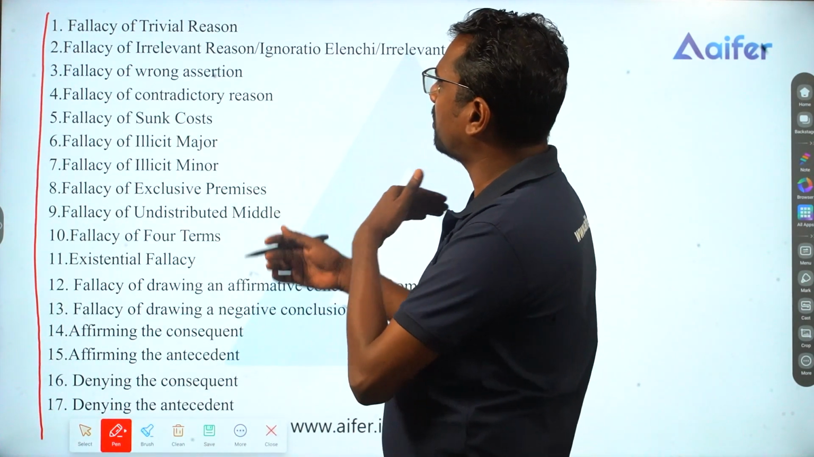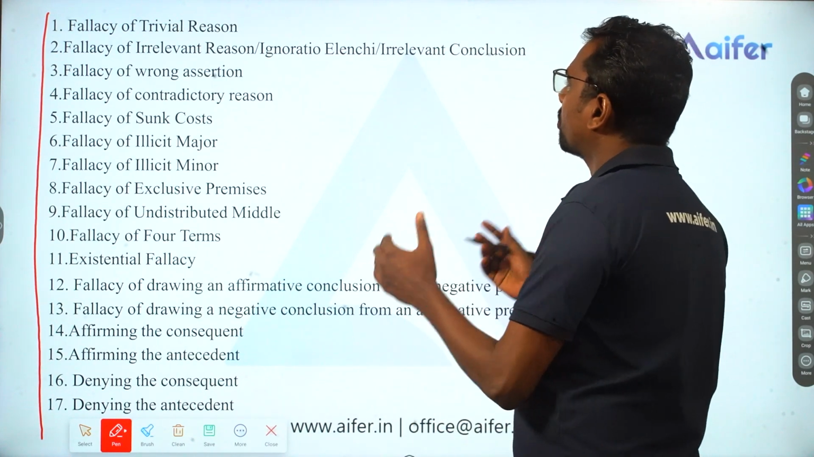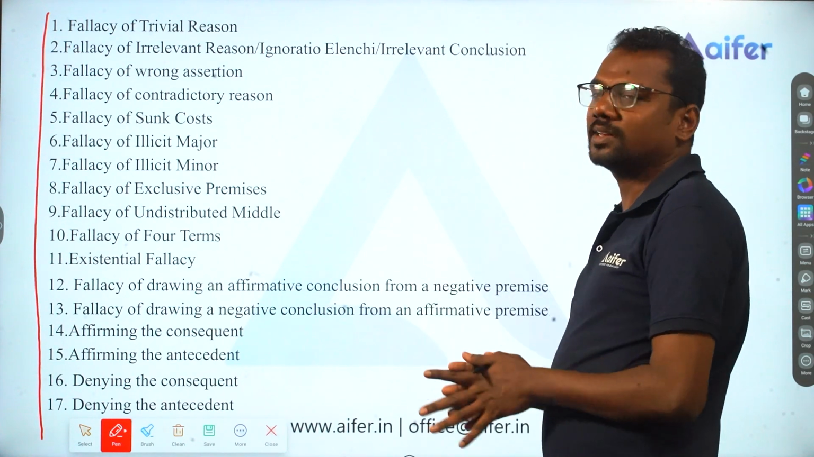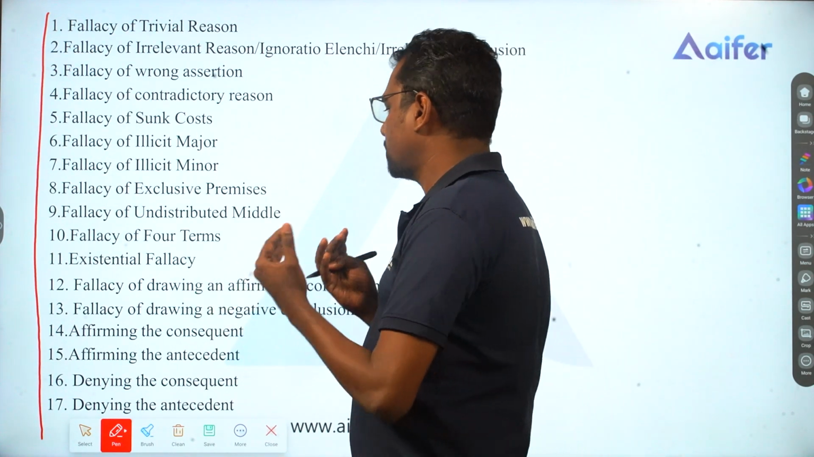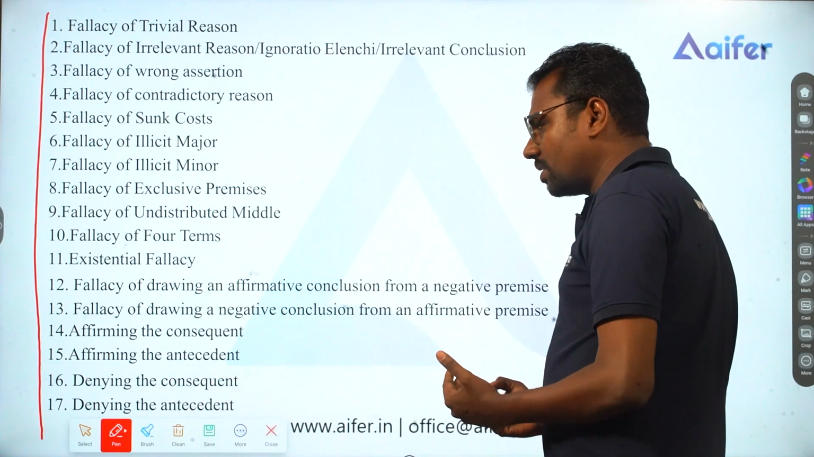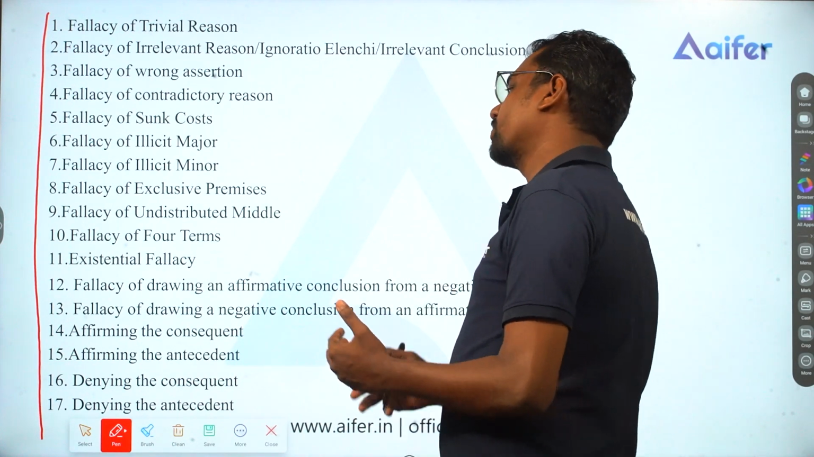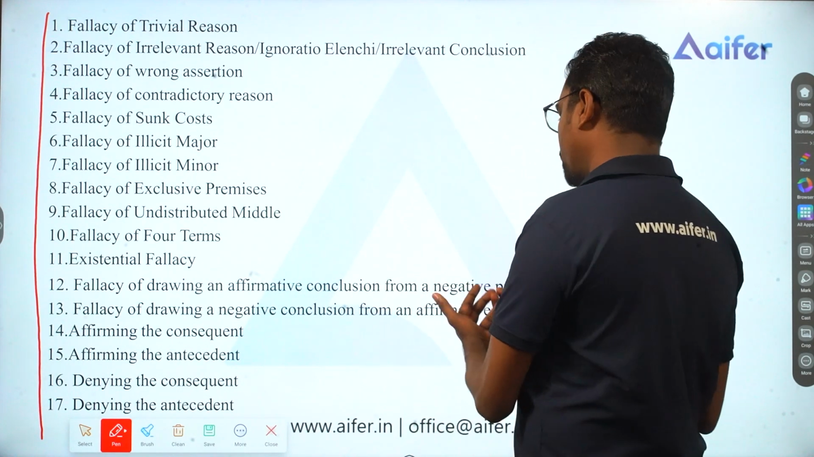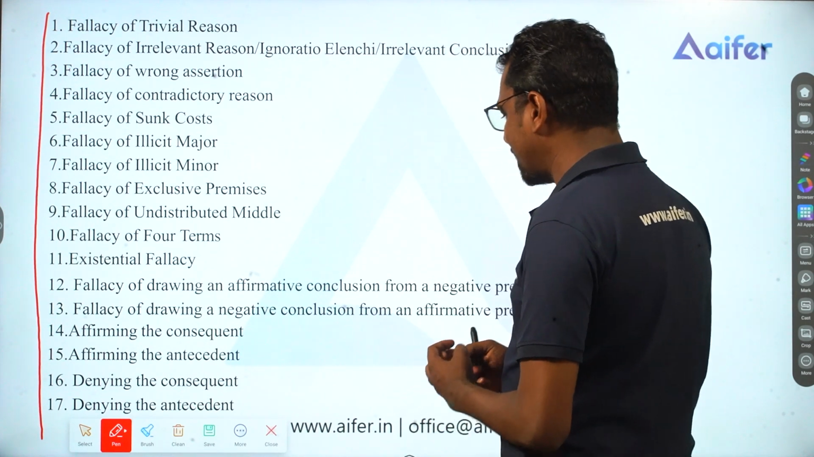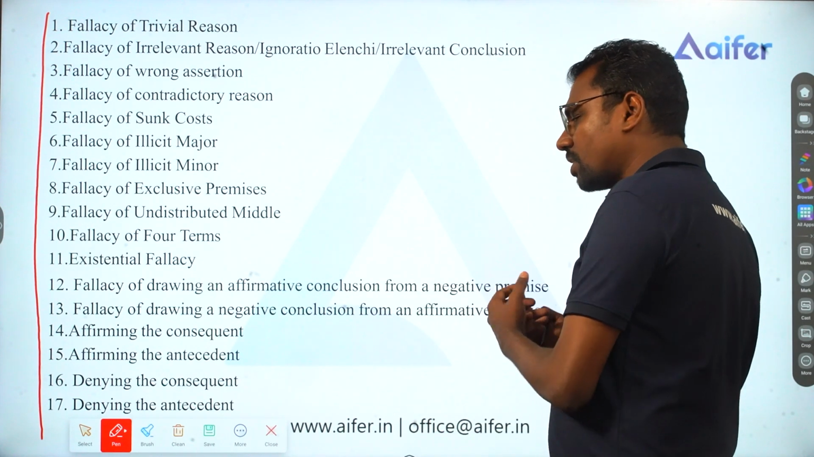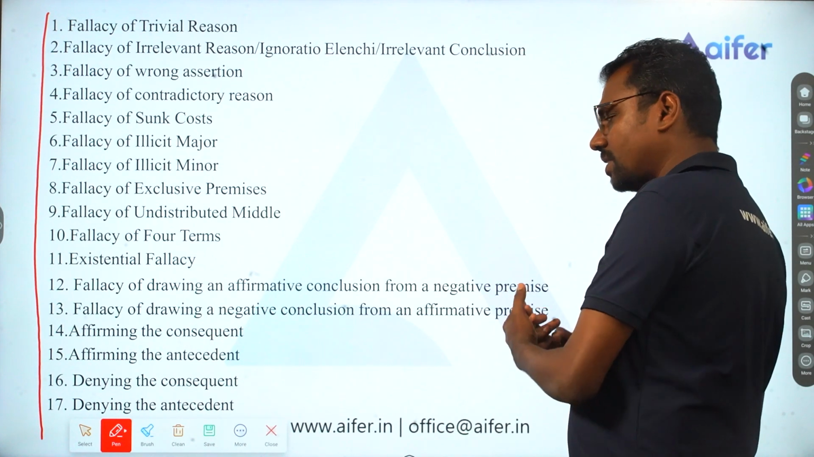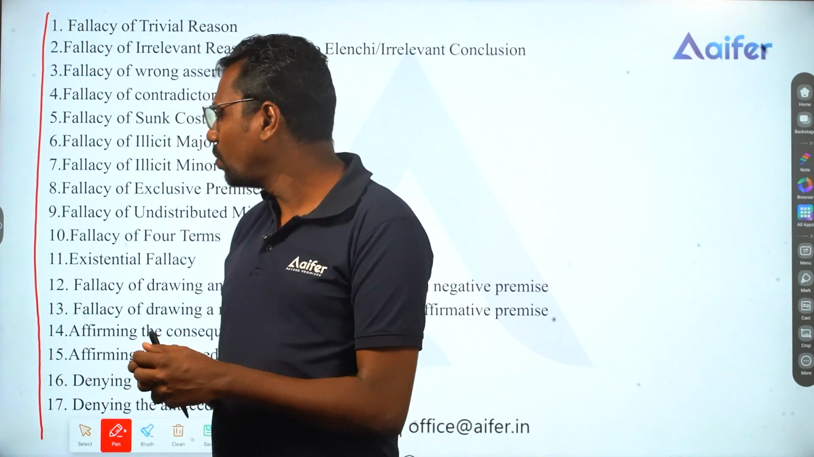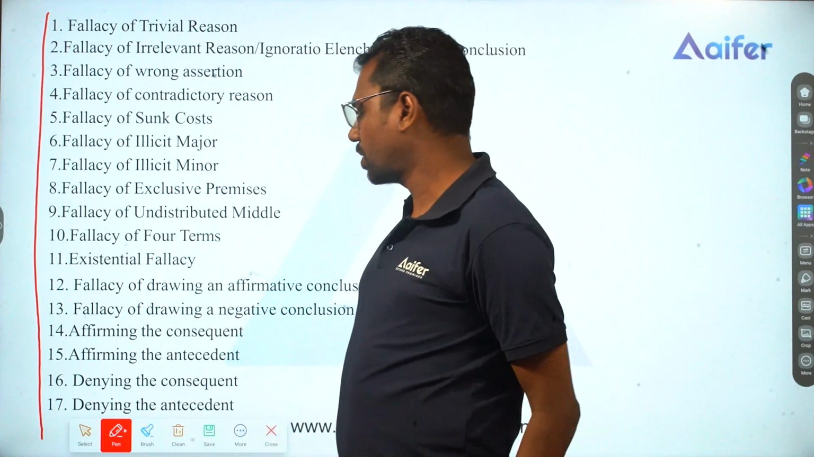Firstly we have fallacy of trivial reason, then we have fallacy of irrelevant reason or ignorantia elenchi or irrelevant conclusion, then fallacy of wrong assertion, fallacy of contradictory reason, fallacy of sunk cost, fallacy of illicit major, fallacy of illicit minor, fallacy of exclusive premises, fallacy of undistributed middle, fallacy of four terms, existential fallacy, fallacy of drawing an affirmative conclusion from a negative premise, fallacy of drawing a negative conclusion from an affirmative premise, affirming the consequent, affirming the antecedent, denying the consequent, denying the antecedent. Confused? Different wonderful names. We'll discuss them maybe in 2 or 3 videos. We'll be covering all of those.